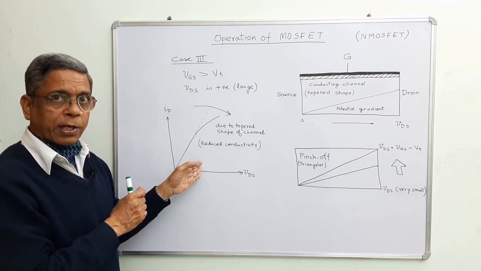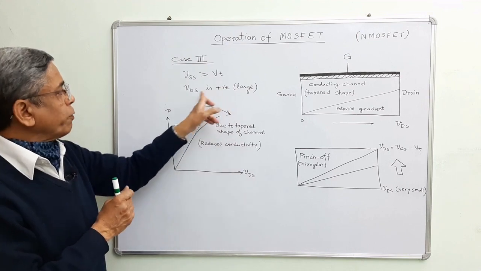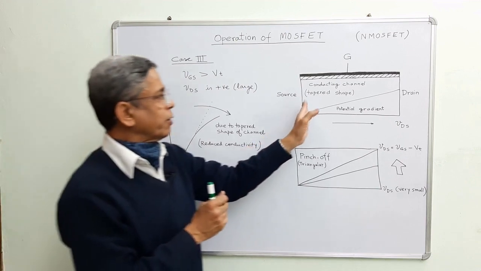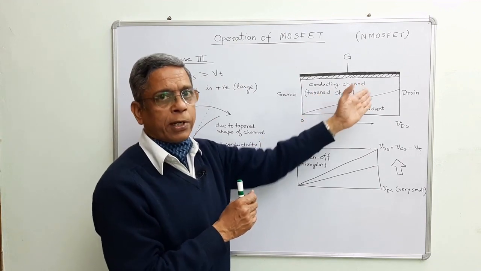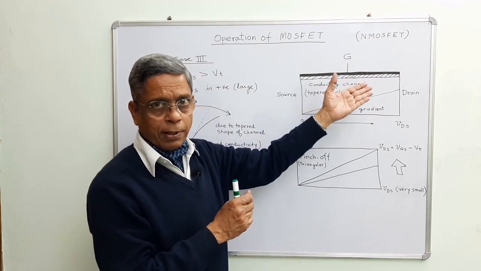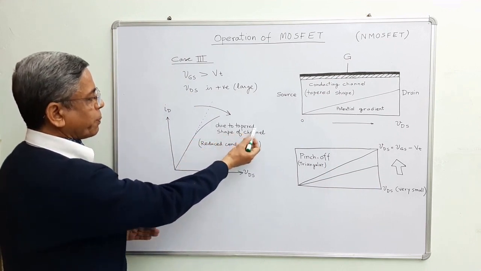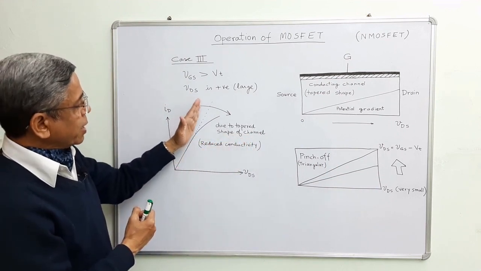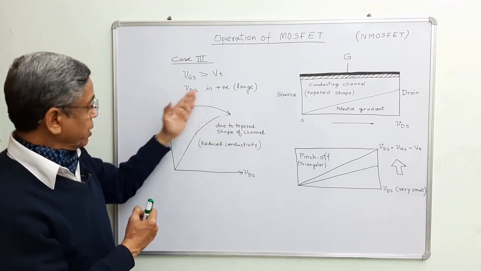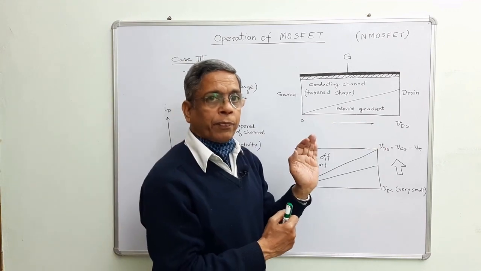It can be seen over here. This is current on VDS. For a small value of VDS, there was a linear behavior. The moment there is a change in shape of the conducting channel from rectangular to taper shape, that means resistance is increasing and conductivity is decreasing. That's why, due to taper shape of the channel, current starts decreasing. It is not following a linear path. This is the reason, and this is because of reduced conductivity, because of potential gradient.